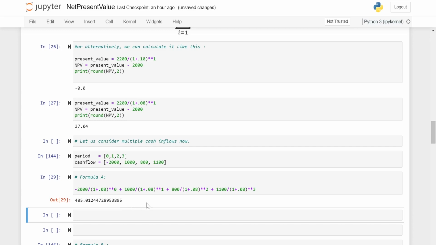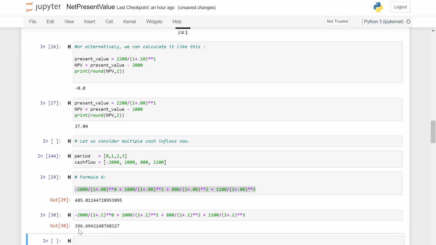Can we see what percentage of interest would make this unviable? Let us try this. We will consider maybe, okay, we can say 10%. Well, even this is viable in this case when there are multiple cash inflows.